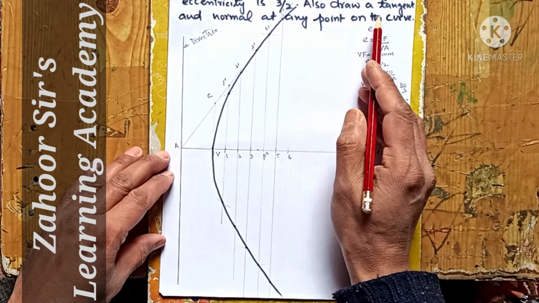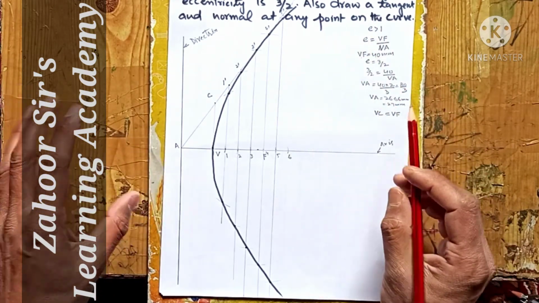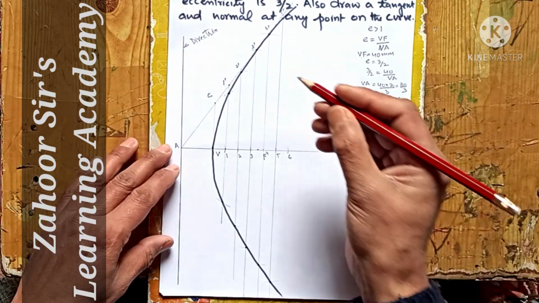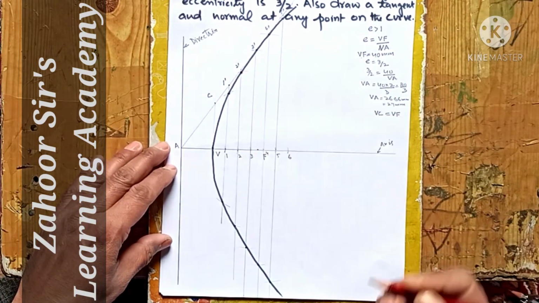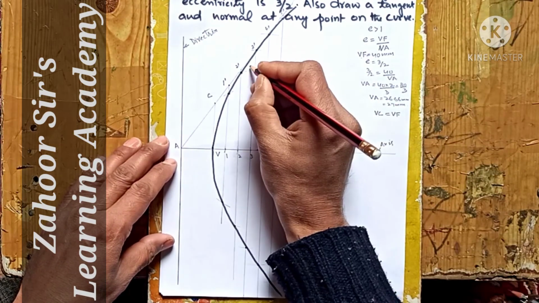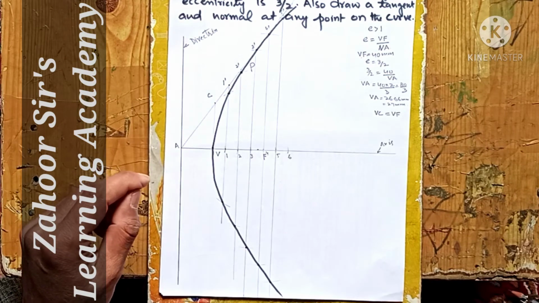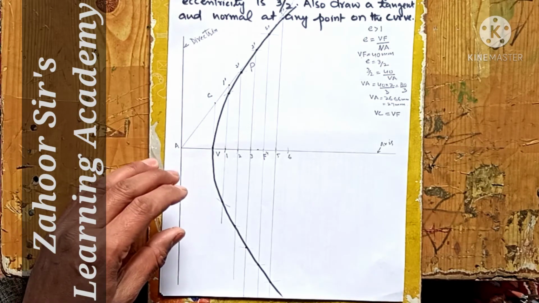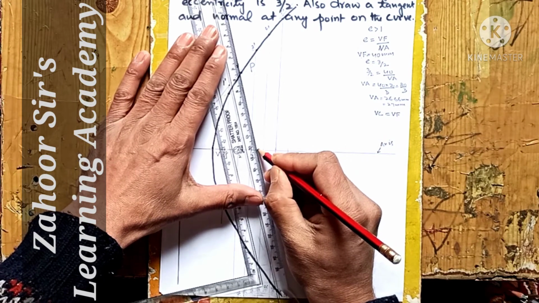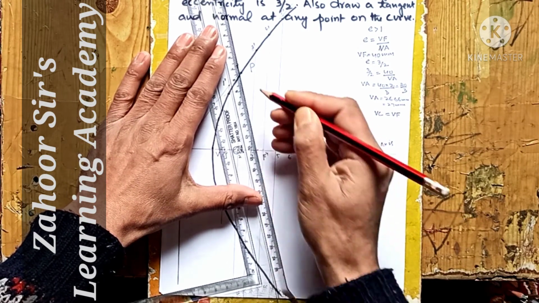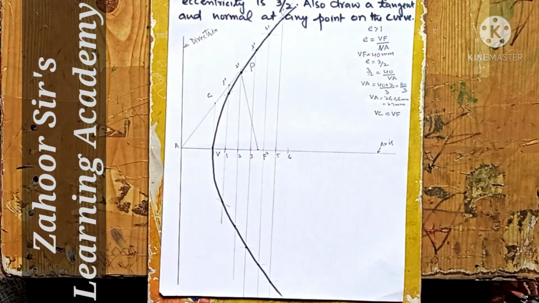Now we have to draw a tangent and the normal on this curve. Let's take any point on this curve. Let's say I will take this point 2, and let's name it P. Now what I need to do is join this point with the focus.